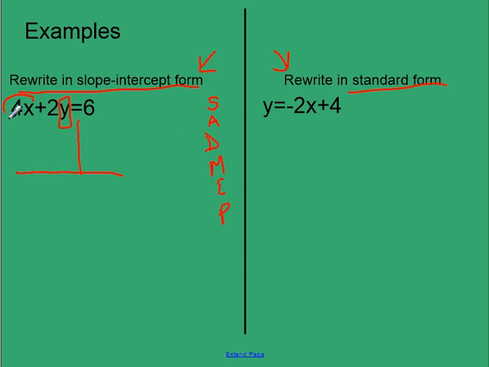So I need to get rid of this 4x that's being added on to my y term. I'm going to get rid of that by doing minus 4x, minus 4x. That cancels out the 4x's on that side, leaving me with 2y equals 6 minus 4x.